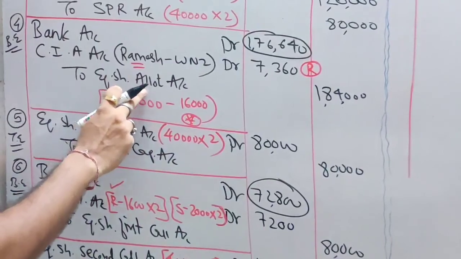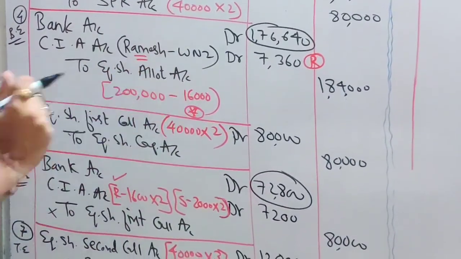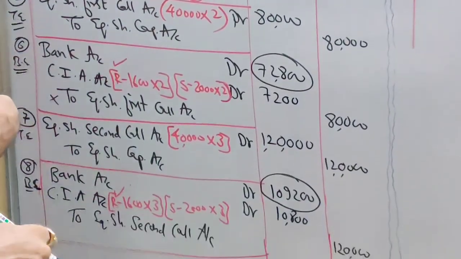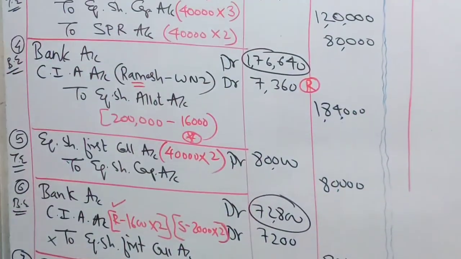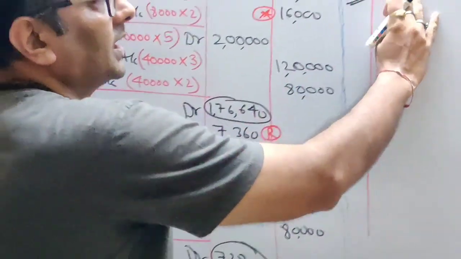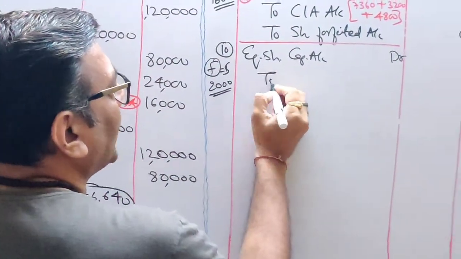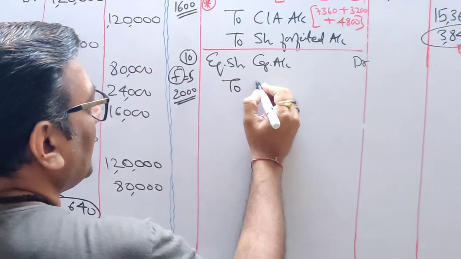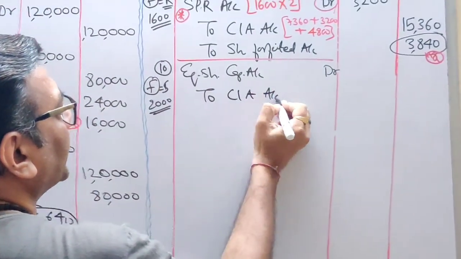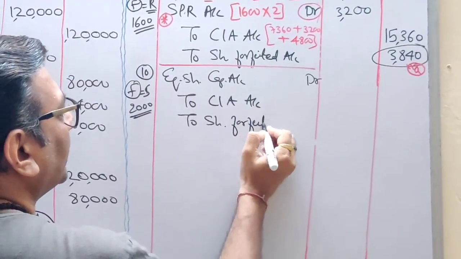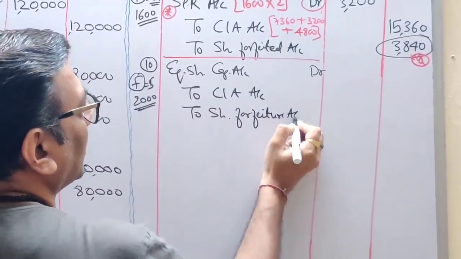Why? Because at the time of allotment we asked for premium, so that money is received. So we received premium from Suresh. If we have received premium, then SPR account is not debited. Am I clear with this? Now, SPR is not here. Calls in arrear account, share forfeiture account.